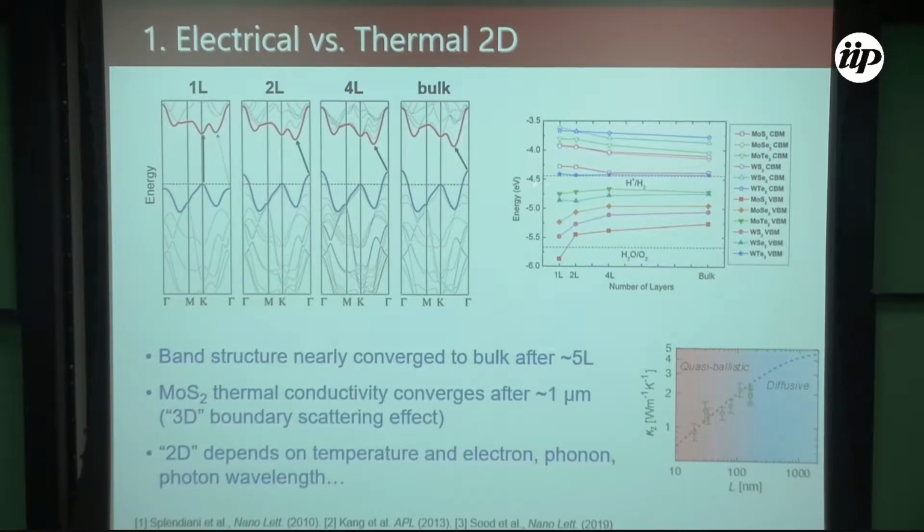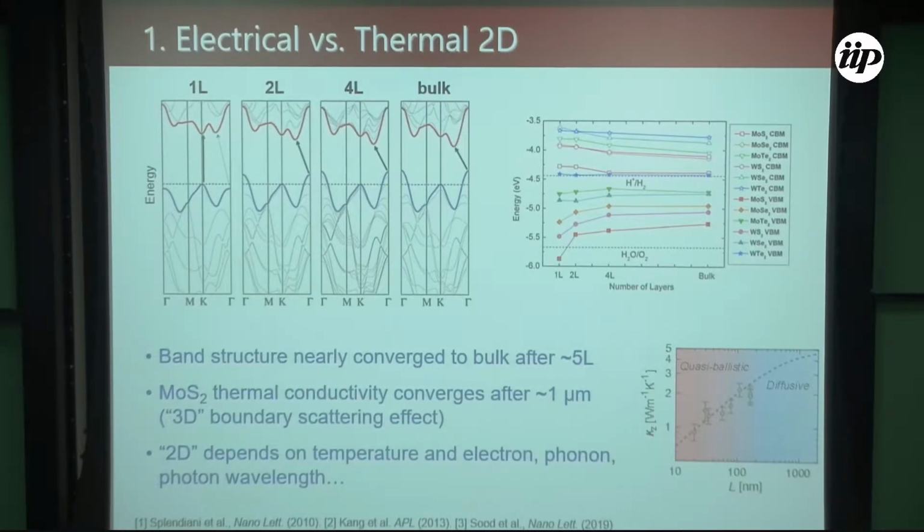So this is the computed energy band gap as a function of number of layers, and you can see for a variety of 2D materials, it seems to converge to bulk pretty quickly, and this is where I got the 5 layers from. It's an arbitrary number, so if you think it's 10 layers and I say 5, I think we're fine.